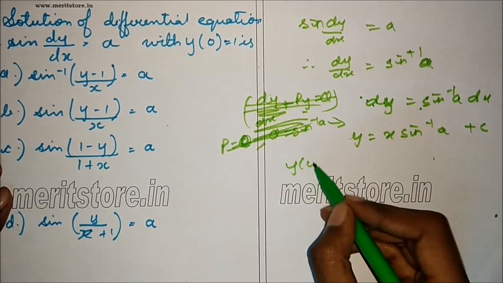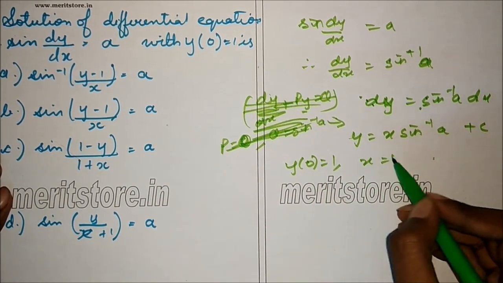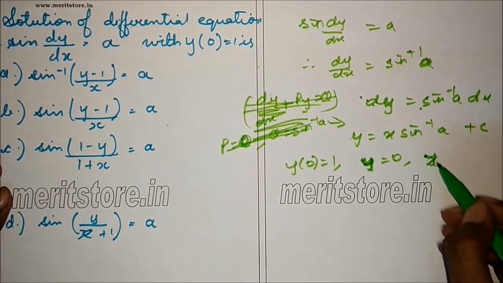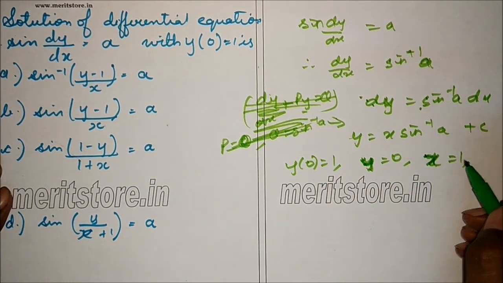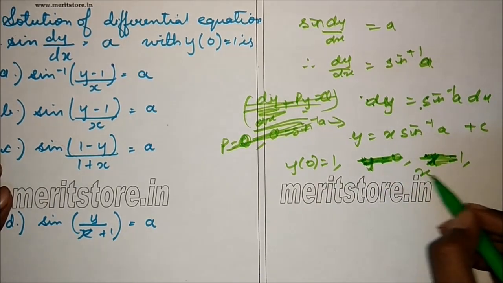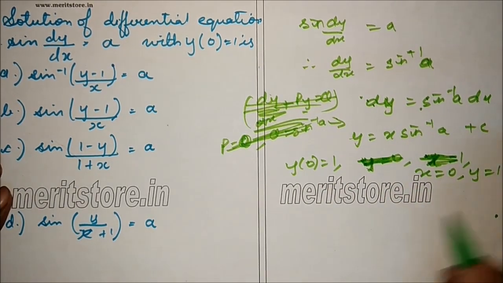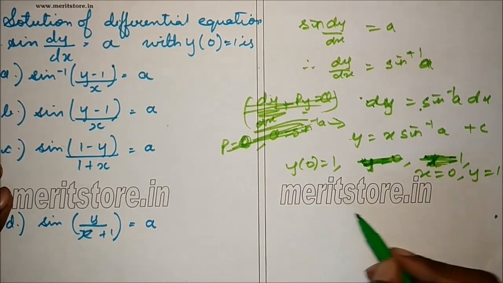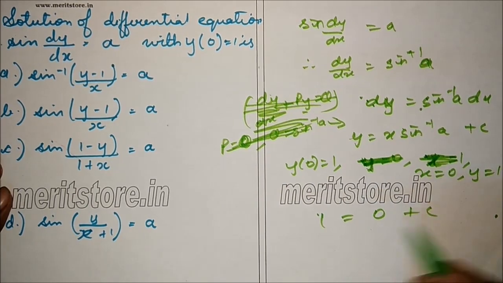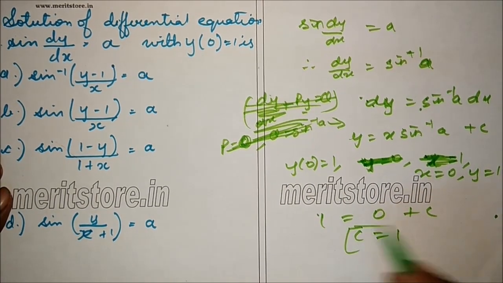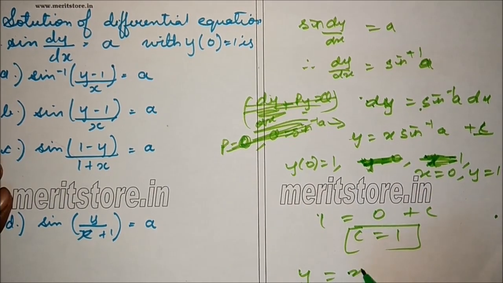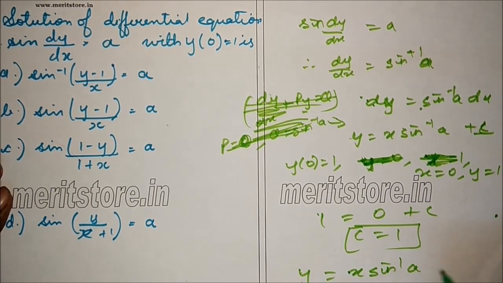Now given is y of 0 is 1. That is, when x equals 0, y equals 1. So we put the values. x is 0, y is 1 plus c. So therefore c equals 1. So we got the value of the constant. We substituted. We get y equals x sine inverse of a plus 1.